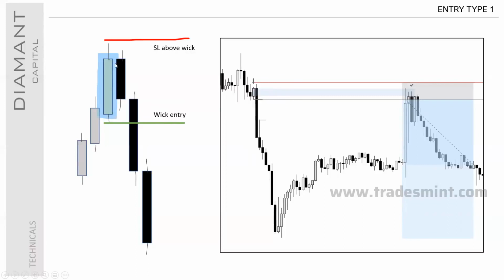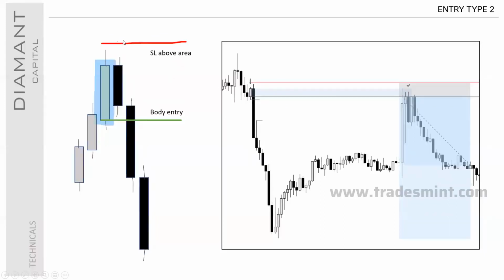Now, you've got this wick entry. Stop loss would be just above the top of the wick. The second type would be the body entry. Stop loss above the area as well, just to keep it safe, so not just above the wick, but surrounding candles as well. The body entry is widely used, especially by people who work on the 1 hour time frame. Of course, if you're working on the 1 hour and using the body, for example, you're not going to be getting trades that are, say, 1 to 50 or whatever you've seen in my case studies. Hence why I refined my entries. But it's the second type.